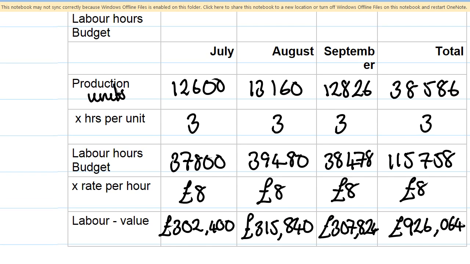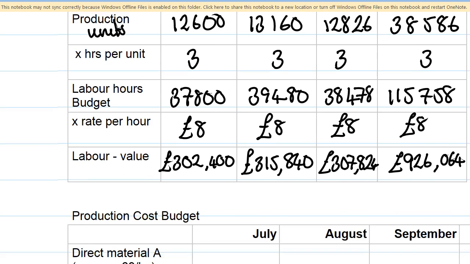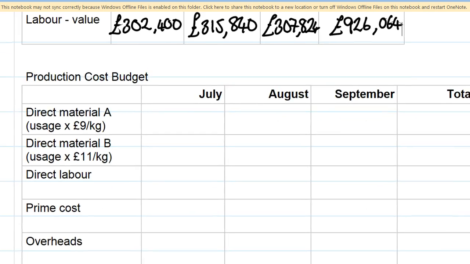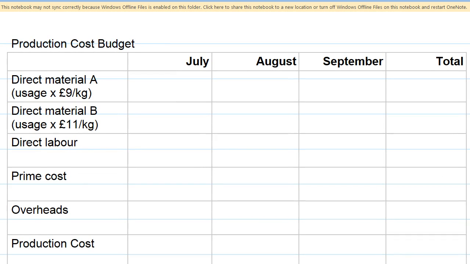So far we've worked out our production budget, our material A, material B budget, and our labour budget. And finally, what we want to do is pull it all together to produce our material cost budget. So our material cost budget is what we're going to use to make our production. It's very important to note that we're going to do usage. It's not what we're going to buy, it's what we're going to use. So we're going to multiply our usage by our price.